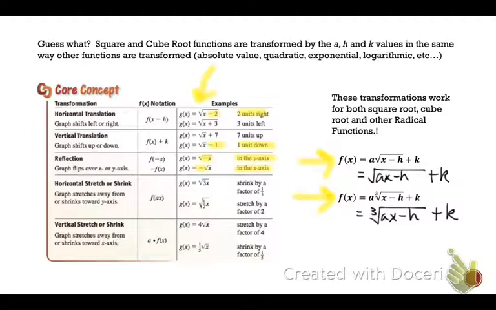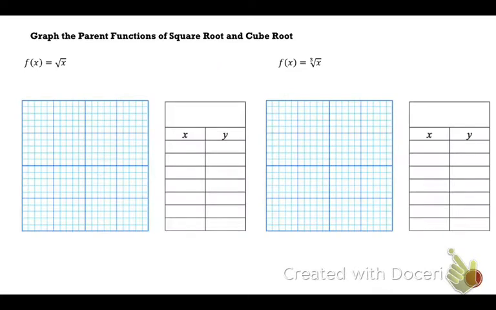And then finally with our horizontal stretches and shrinks. So if our a value is inside the radical, we've got horizontal stretches and shrinks. And you'll see that the factors are opposite of what you'd think. And then with vertical stretch and shrink, it's going to be outside the radical, and it'll be a multiplier. And so a stretch will be greater than 1, and a shrink will be less than 1.